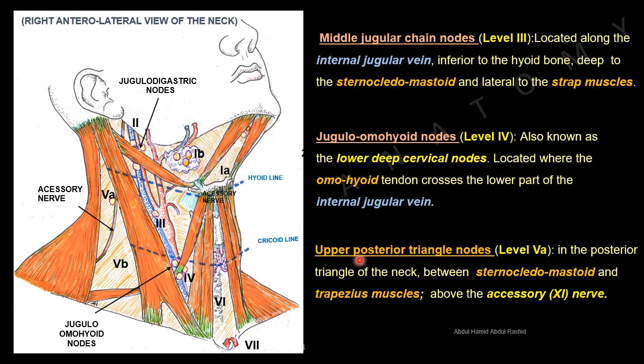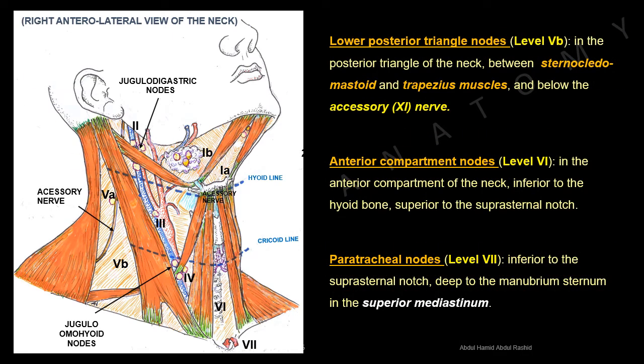Next is upper posterior triangular nodes, level 5A. It is in the posterior triangle of the neck between the sternocleidomastoid and trapezius muscles and above the accessory nerve. Lower posterior triangle nodes, level 5B, this is the one. It is in the posterior triangle of the neck between sternocleidomastoid and trapezius muscles and below the accessory nerve.